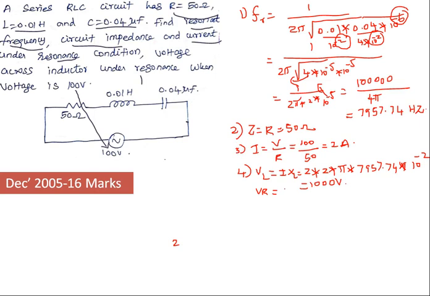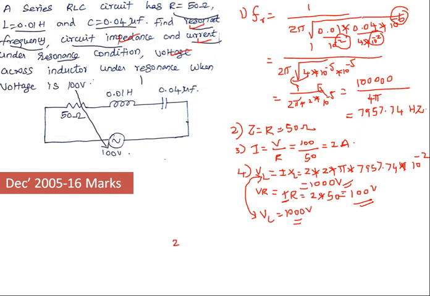So next, resistance voltage. What is the voltage across resistance? VR is equal to I into R. I is equal to 2 ampere, which is equal to 50 resistance. So 100 volt is the voltage across resistance. 1000 volt is the voltage across inductance. If you want to find VC, it is also 1000 volt, but the direction is just opposite to the inductor. The magnitude will be same, but the direction is just opposite. Here we have to find the voltage across inductor. So with this the problem will be over. So what are the terms they asked? Resonant frequency, circuit impedance, current at resonance condition, voltage across inductor under resonance when voltage is 100 volt.